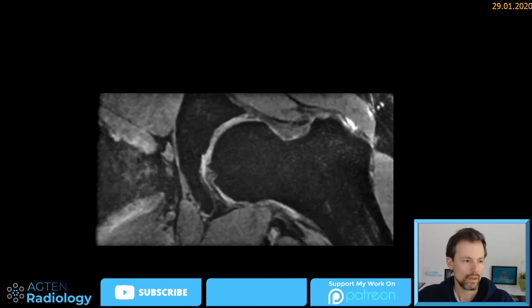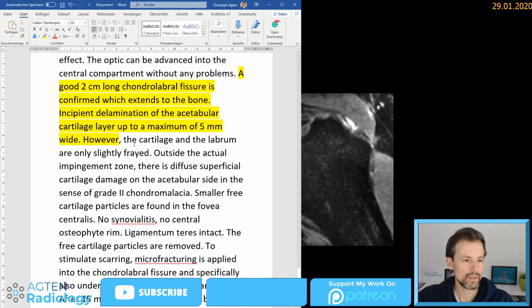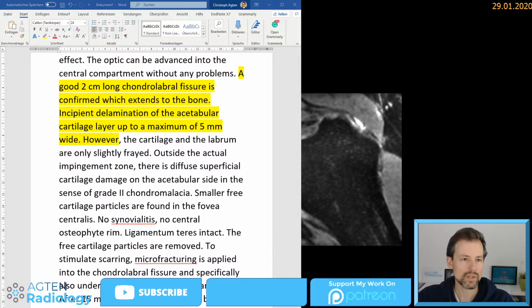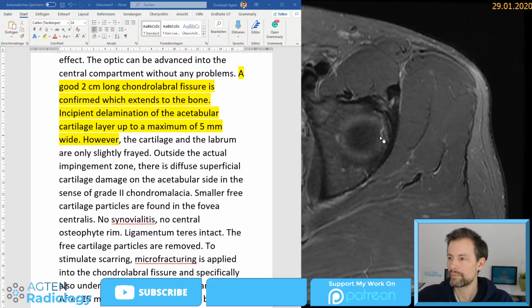So now let's jump back to the report. I think we are about to finish. Slightly frayed. It's just this kind of fissure. It's not that there is extensive cartilage damage. It's basically just a fissure that's going through, and that's what we nicely saw. And I put this next to the report here. This one, it's this fissure here. Okay, it's very good. I like that.